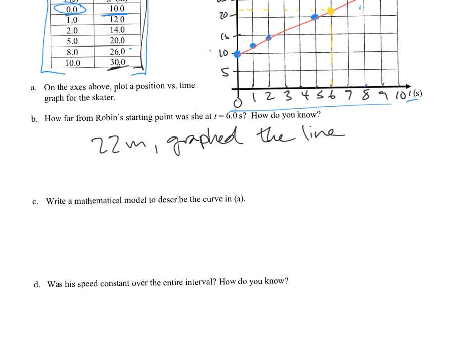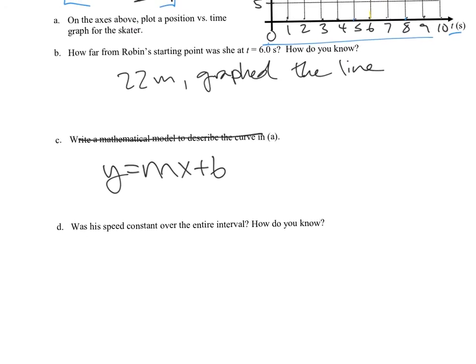It says, write a mathematical model to describe the curve in A. Now, for those of you that are in algebra, we basically find the equation of the line using point-slope form, which looks like y equals mx plus b in math. But since most of the IPC kids aren't in algebra at this time, we're just going to skip through this question, and it'll be fine. And we're going to go on down to question D.